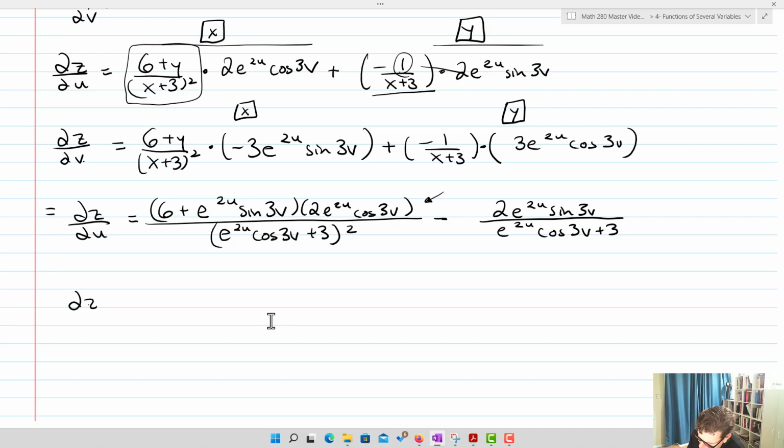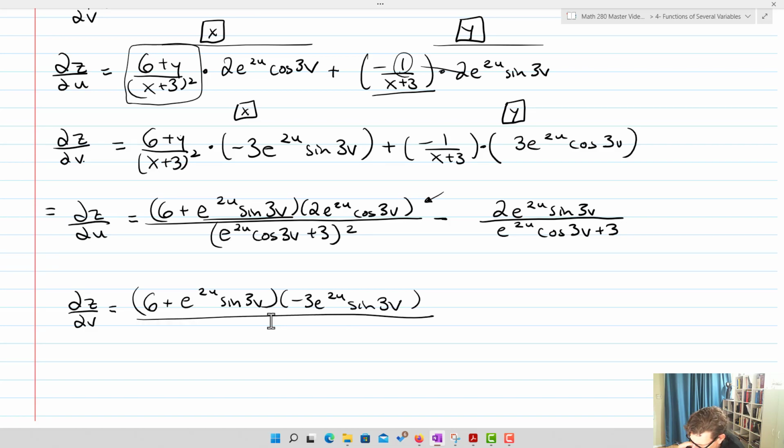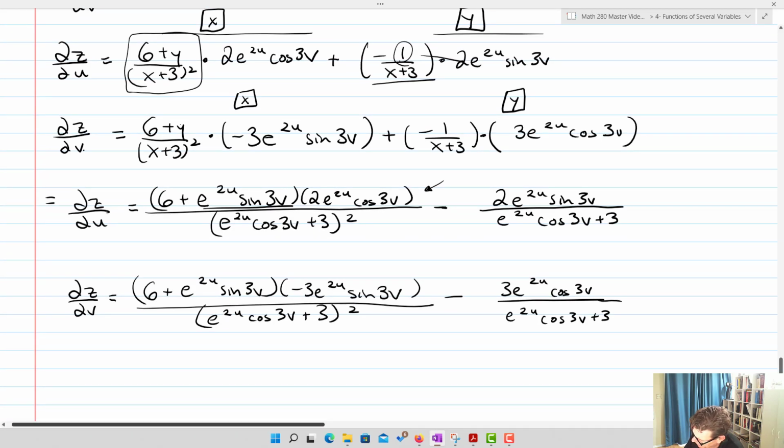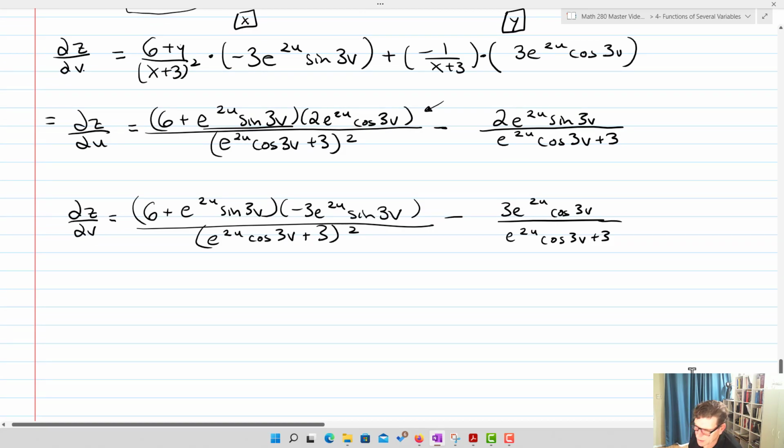Okay, so let's take now dz dv. We're going to get 6 plus e to the 2u sine 3v, times negative 3e to the 2u sine 3v, over e to the 2u cosine 3v plus 3 squared. And then this will be minus 3e to the 2u cosine 3v divided by e to the 2u cosine 3v plus 3. And I actually think that this might not be too terrible.